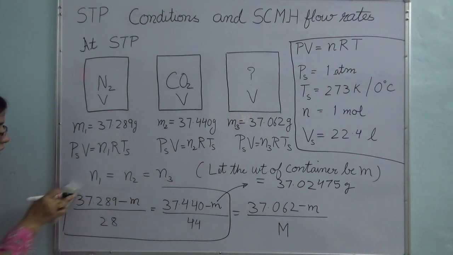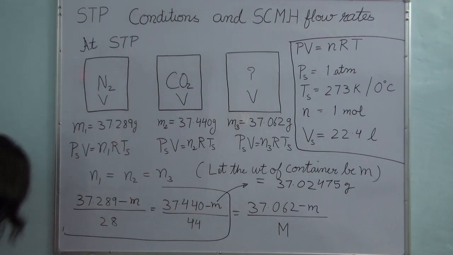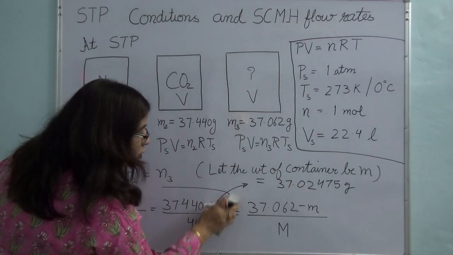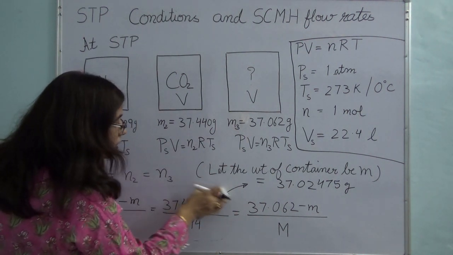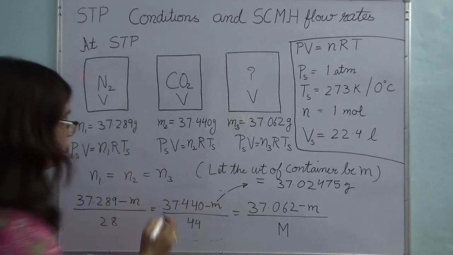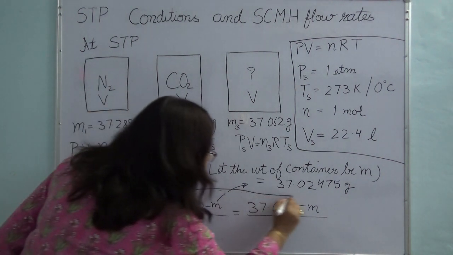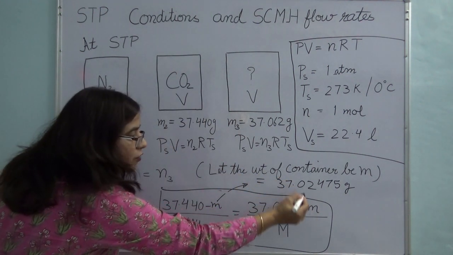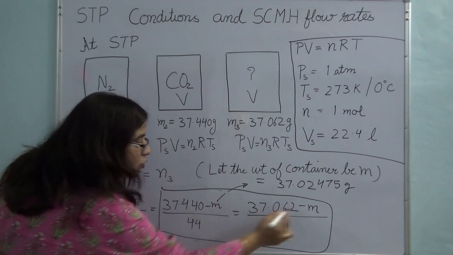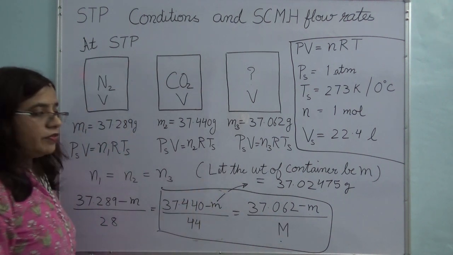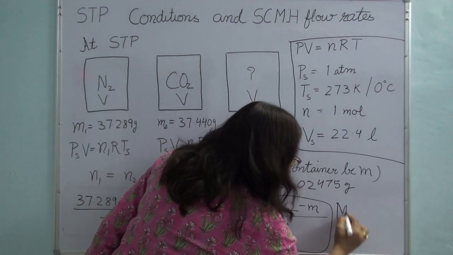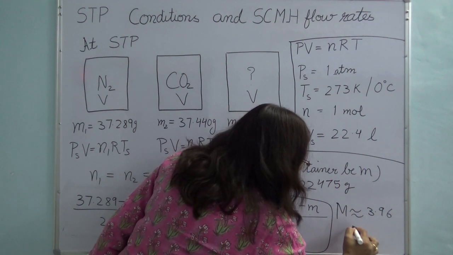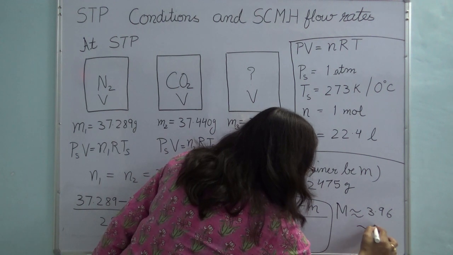Okay. Next step will be to find out the molecular weight of the gas. Now I am going to solve this equation. Okay. Now I know what is m. The value of m I have calculated. I will use this equation and calculate my molecular weight. If you do so, your M will come out to be approximately equal to 3.96 or close to 4.